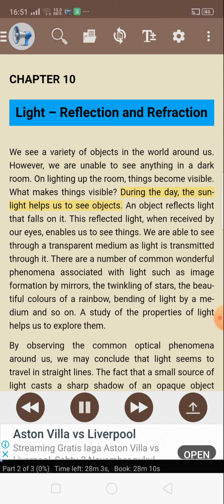What makes things visible? During the day, the sunlight helps us to see objects. An object reflects light that falls on it. This reflected light, when received by our eyes, enables us to see things. We are able to see through a transparent medium as light is transmitted through it.